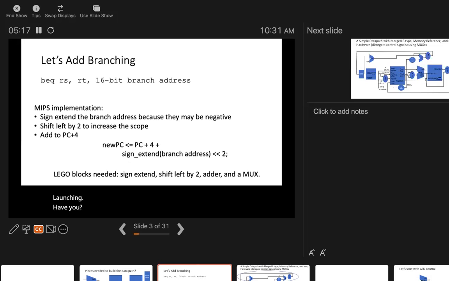Okay. So we are dealing with the BEQ instruction, right? That's where the mux will be. So the instruction is BEQ. So the ALU produces a zero flag. It will be set to 1 if RS and RT are equal to each other.